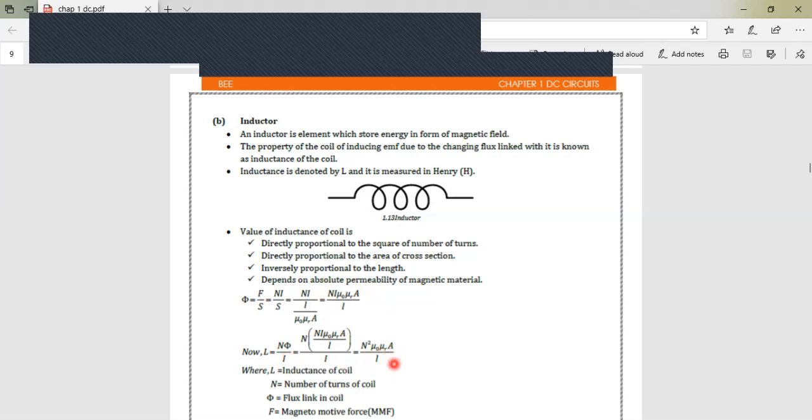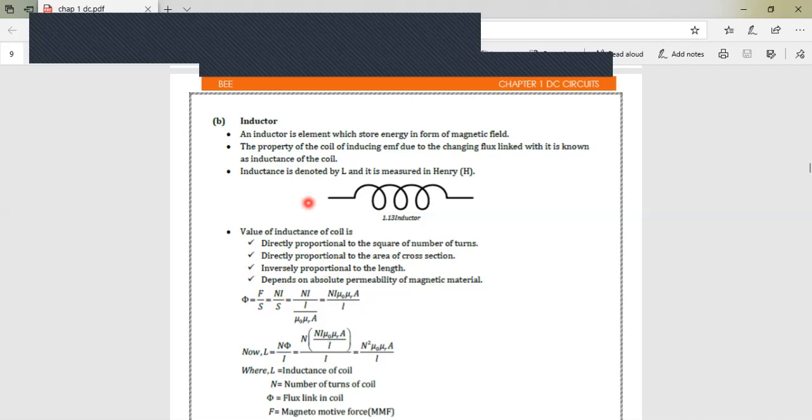So from this equation we can say that inductance of a coil is directly proportional to the square of turns, to the permeability mu 0 mu r, where A stands for area and L stands for length. That's why we have written that inductance is directly proportional to the square of the number of turns, directly proportional to the area of cross section, inversely proportional to the length, and it also depends on the permeability. Here I revise what is flux.